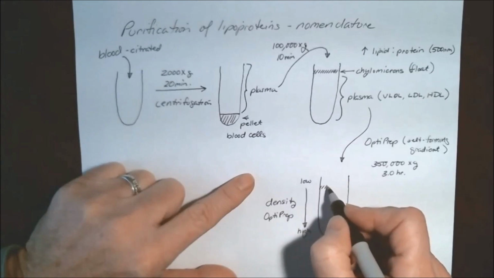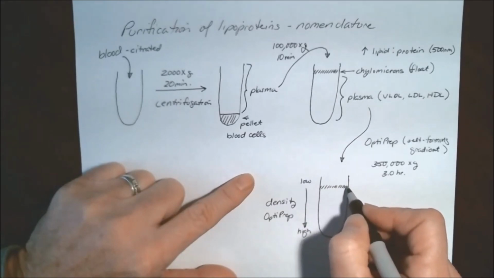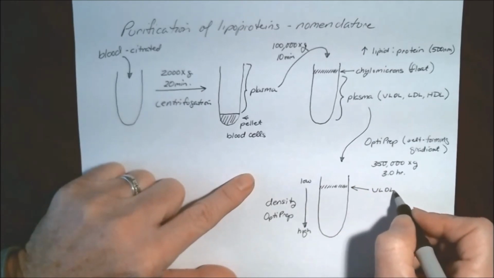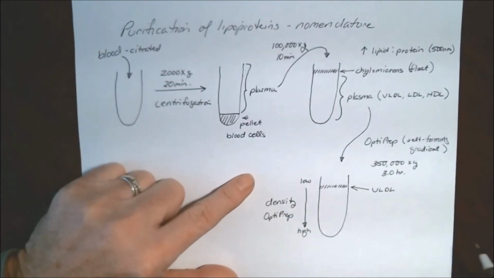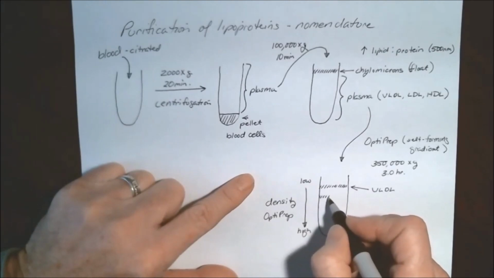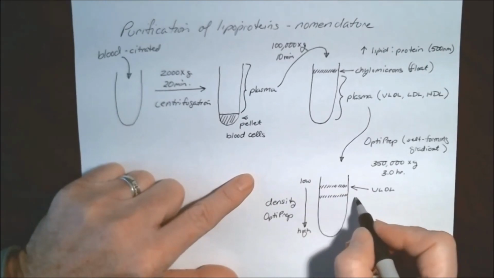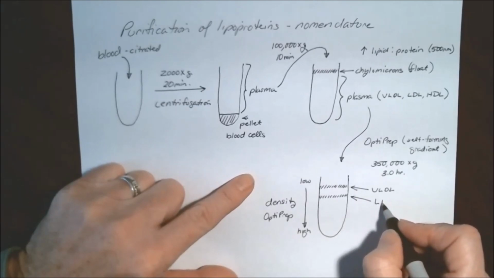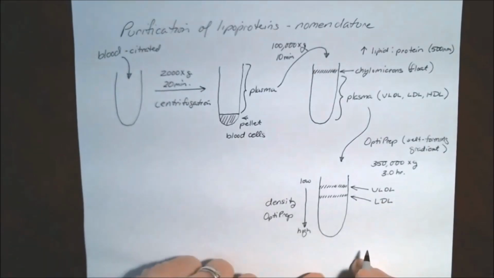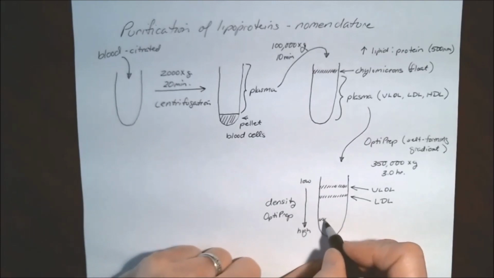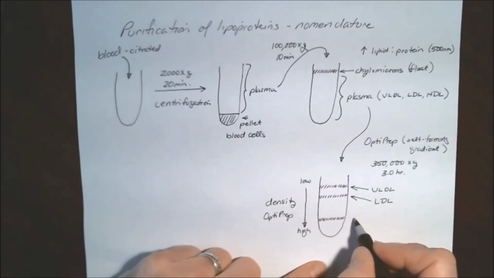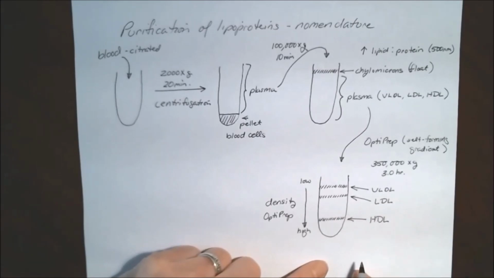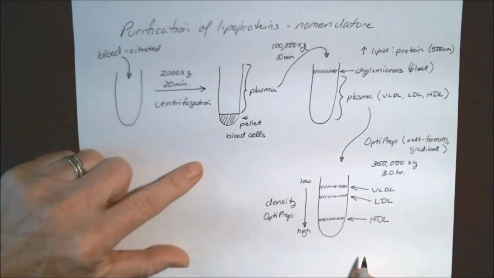So near the top you can predict that the VLDL particle will be near the top. Just below that we will have a band of lower density particles, which is LDL, and then closer to the bottom we will have another band of lipoprotein material, which will be defined as HDL, high density lipoprotein.